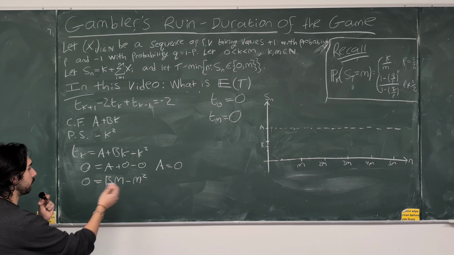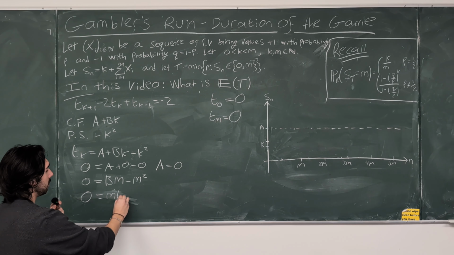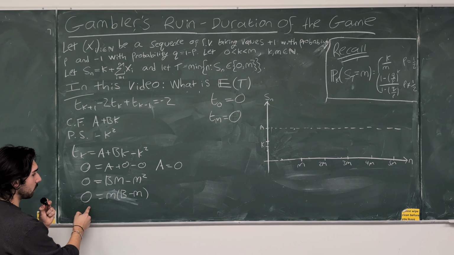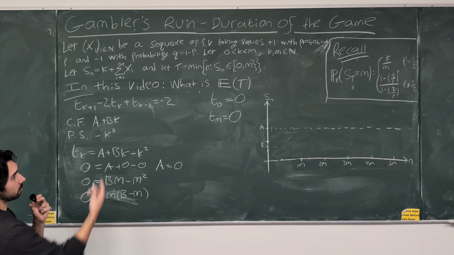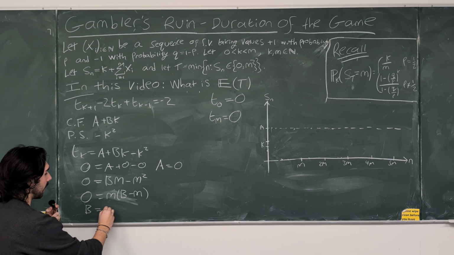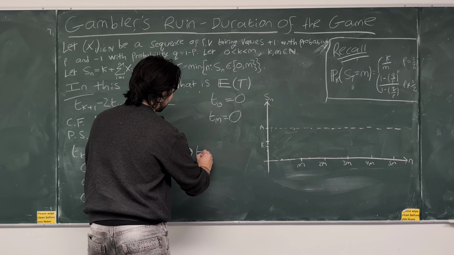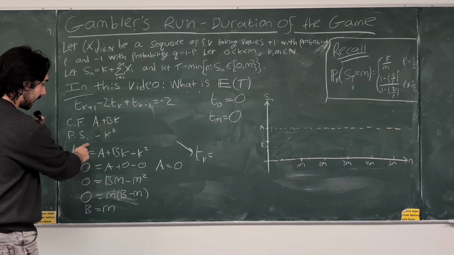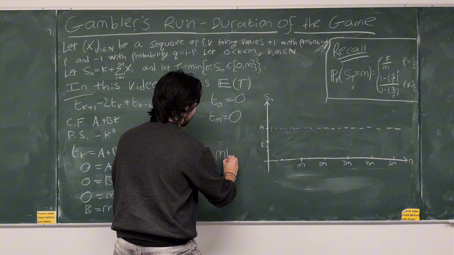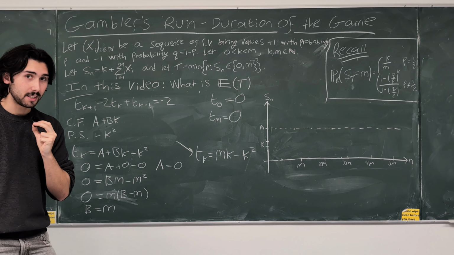And then we can just work out what b is using this. So 0 is equal to m times b minus m. So that means that either m is 0, which it's not, we said it's greater than 0, or b minus m is 0. So that means that b is actually just m, okay? So the final solution here, Tk is going to be a, which is 0, plus m times k, so m times k minus k squared. Okay, and this is the answer.